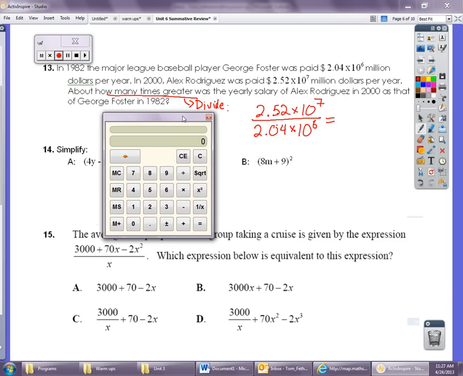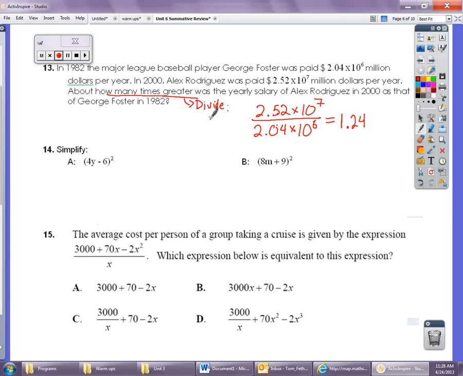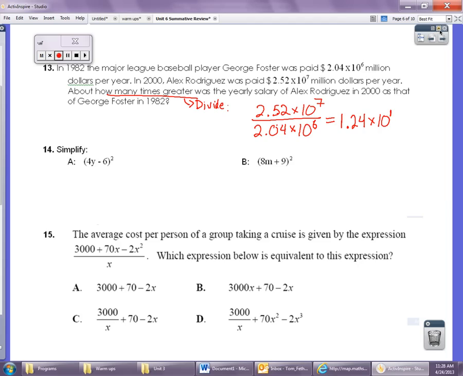So we have 2.52 divided by 2.04 gives me 1.235294. So I'm going to round that to 1.24. And then we subtract the exponent, so 7 minus 6, that's times 10 to the first. Then what I can say is, since it's 10 to the first, I move the decimal over one time, so it's about 12.4 times greater. So Alex Rodriguez is making about 12.4 times as much money.